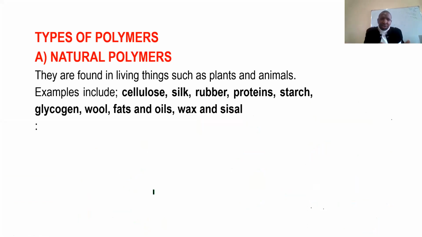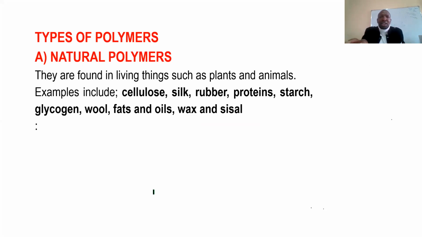Now, natural polymers are these: cellulose, silk, rubber, protein, starch, glycogen, wool, fat, oil, wax, and sisal. According to the exam, that is what I am teaching you to pass the exam. I'm not teaching you how to go and harvest oil in the forest. So, in terms of natural polymers, if you look at exams from 1989, the only thing that you're going to be asked is to name. Maybe an examiner can tell you to name two natural polymers. You will manage to say at least rubber and silk. Especially this one, you just name. That's the only thing that you need to know.